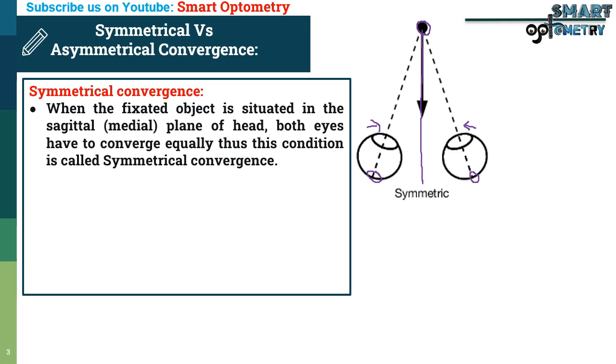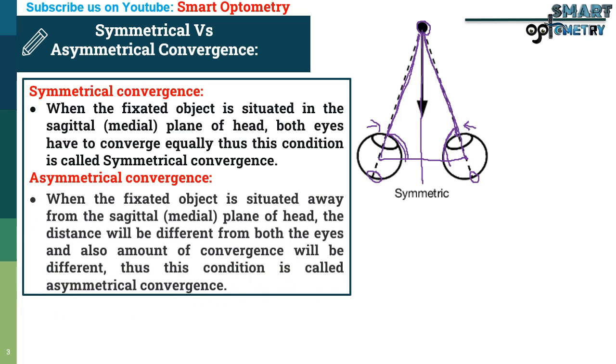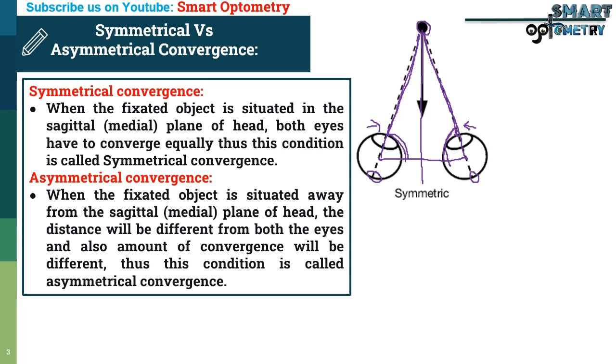And the distance is the same from both eyes. Here, from here to here, the distance for the left eye and the distance for the right eye will be the same. And the angle formed between the line of sight and the line joining the centers of rotation of both eyes: here, this is the joining line of the centers of rotation of both eyes and this is the line of sight. So this angle will be the same for both eyes in symmetrical convergence.